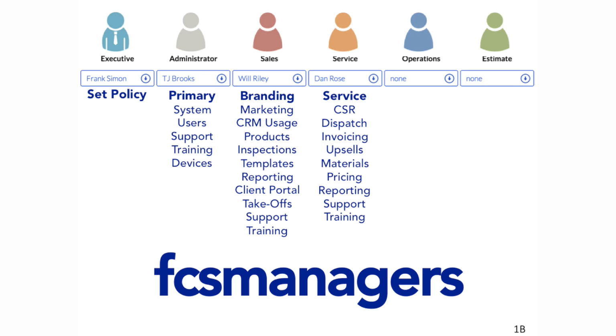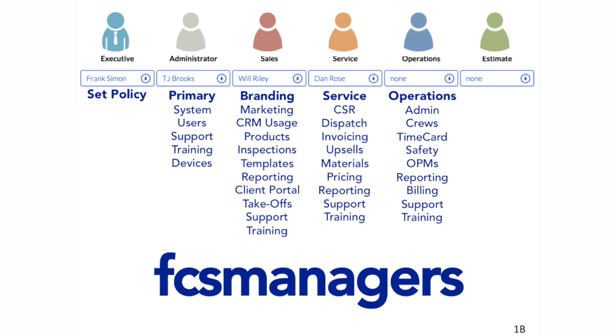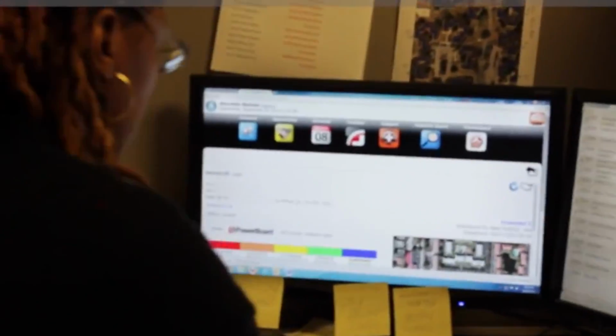If you purchase the FCS re-roof module, you'll need to assign an FCS operations module manager. This individual will need to understand how to perform contract administration within the system, how to manage crews, how to utilize the time card program, and be able to track job profitability in real time. The operations manager will also set up the safety questions inside of the safety portion of the program and set up the standards for the online project monitoring feature.